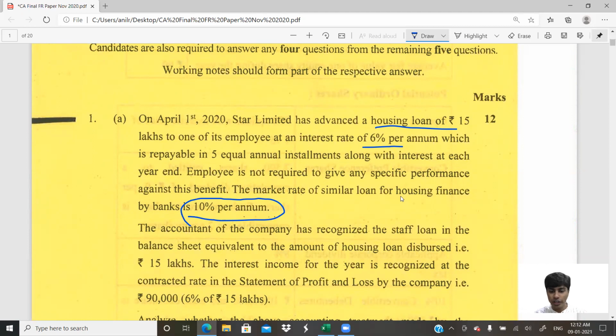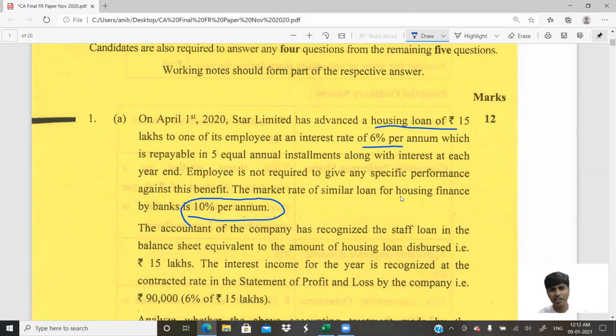If you record this asset at 15 lakh rupees, whatever you gave to the employee, you're wrong. Why? If you give this 15 lakh to anybody else, you would have received interest at 10%. But in this case, you are receiving interest at 6%. So the value of this 15 lakhs is lesser than 15 lakhs. There would be some amount of employee benefit expense which has to be recognized as an expense in the very first year. You get that? How do we compute it?